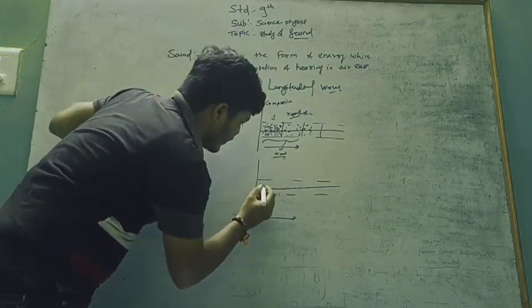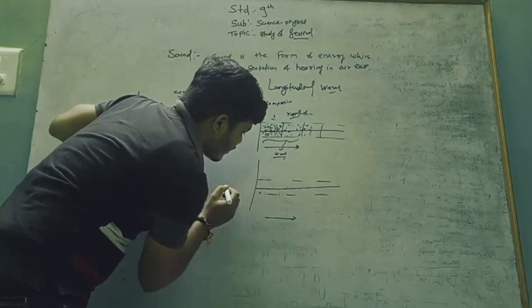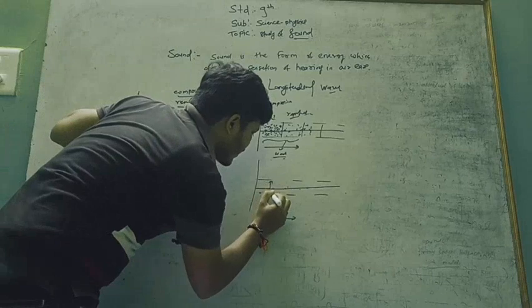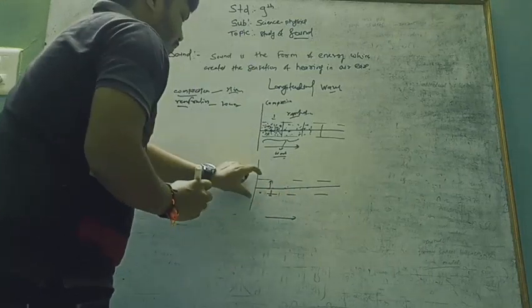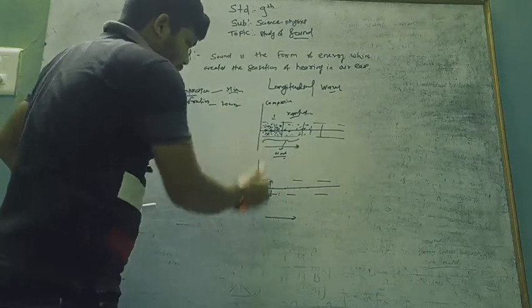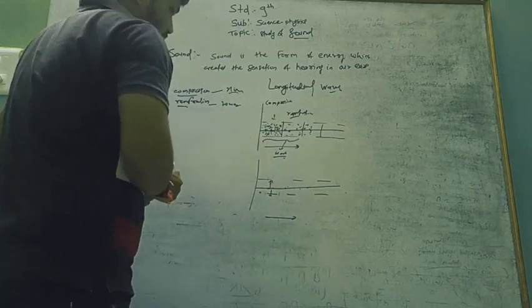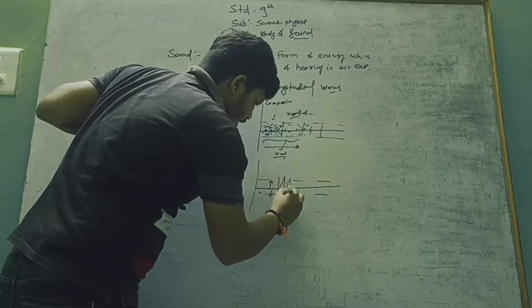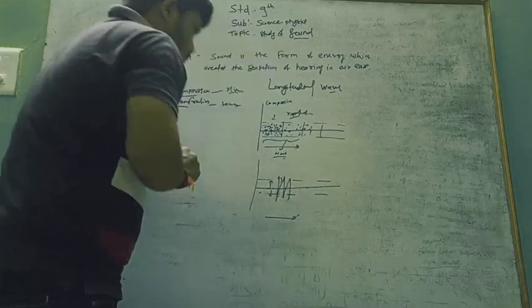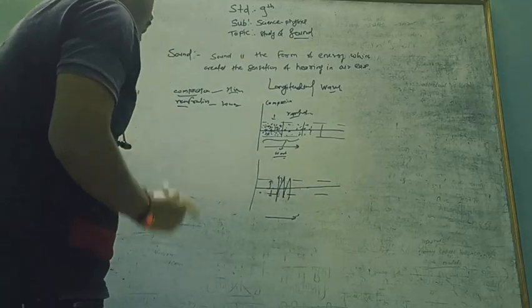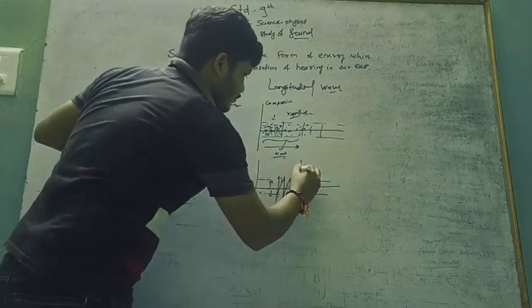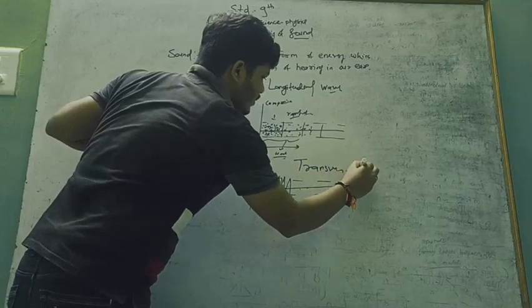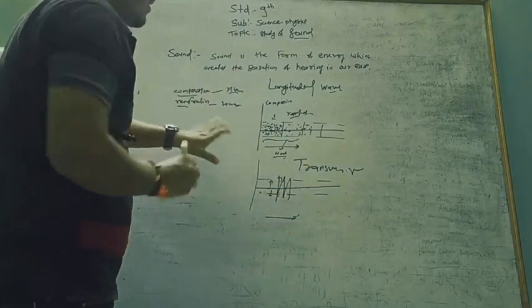But in a transverse wave, these particles of the wave start vibrating in the upward and lower direction. This means the particles vibrate perpendicular to the direction of propagation of the wave. The wave is traveling in this direction and the particles vibrate in this direction, which is perpendicular to the direction of propagation. So this wave is nothing but the transverse wave, and this is the longitudinal wave.